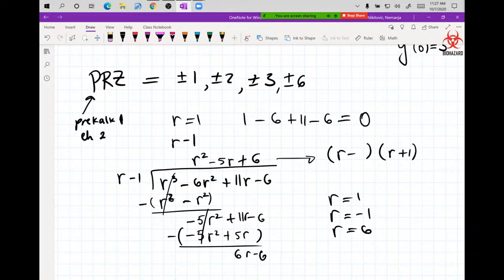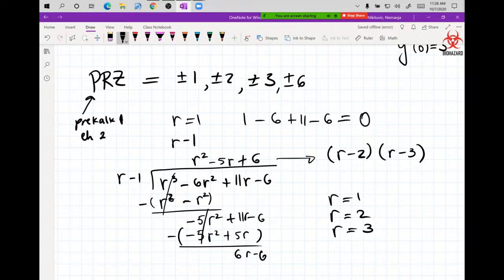Oh, I factored it wrong. Yep, I got it. Thank you. That's a negative 5. So it has to be negative 2 and negative 3, because negative times negative gives you positive 6, and then minus 2 plus minus 3 gives you negative 5. Okay, there we go. So 2 and 3.